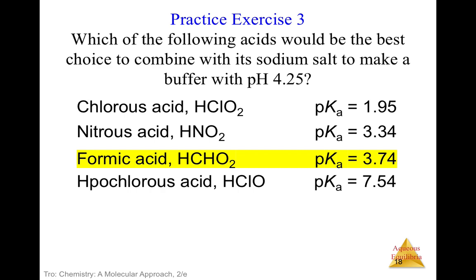Okay, so now the answer is, as you can see highlighted, formic acid with a pKa of 3.74. So it's closest to 4.25. We said 1.95 is too low. 7.54 is too high. The lowest pH we could buffer with a hypochlorous acid solution would be 6.54, still higher than that. Both of these would work. So nitrous acid could buffer up to 4.34, so that would work here. But formic acid is closer to the pH, so that would be the better choice. Again, looking for the pKa closest to the pH.